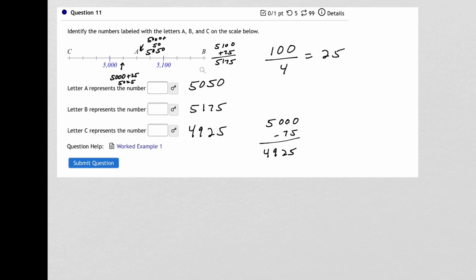Okay, the other way to think about it is if this is 4,925, if I add another 25, this position would be 4,950, 4,975, and then 4,000 plus another 1,000, which is 5,000. Okay, so the thing is to figure out what each division represents, which each of those tick marks represents, and then you can figure out exactly what those numbers are. In this case, they want to know A, B, and C.